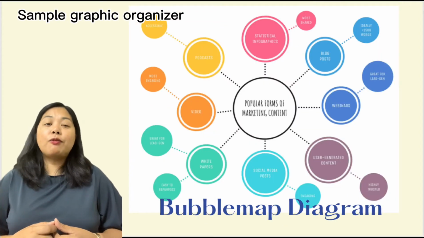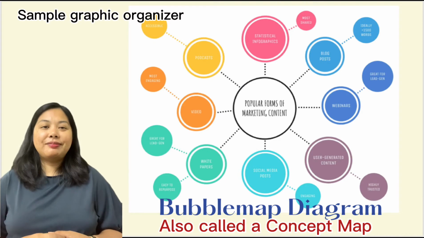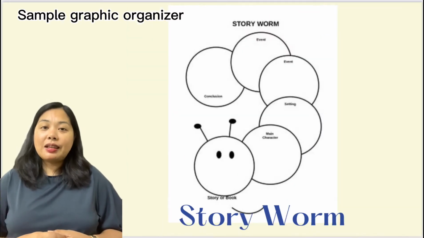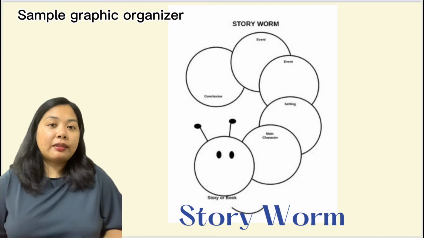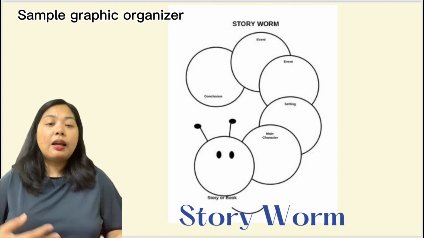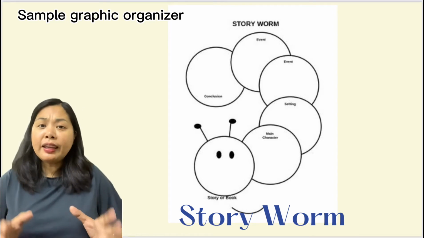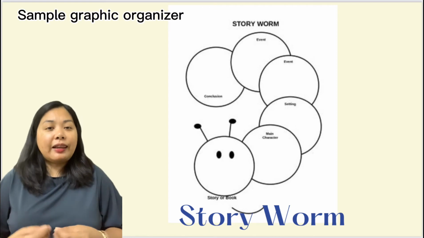Now you see a lot of bubbles. This is a bubble map diagram. Yes, this is a worm. It is called a story worm, where learners can write the details of a story such as the main character, the setting, the events, the conclusion. I think you can use the worm figure for purposes other than detailing a story.